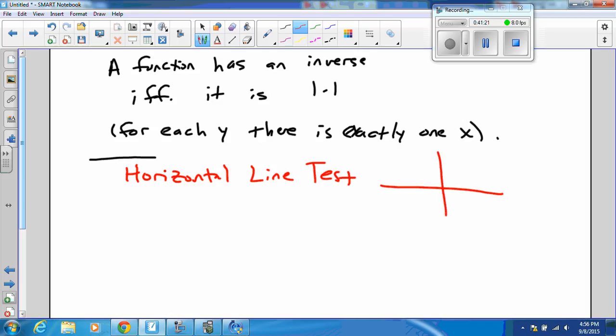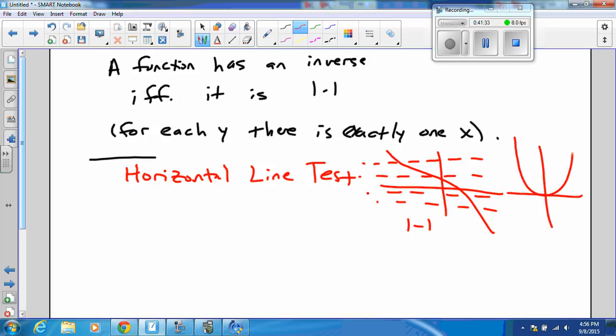And that is that each horizontal line through the graph can intersect only one point. This would be a one-to-one function. This would not, because this horizontal line passes through 2 points. So, we have to consider then which of these graphs pass the horizontal line test.